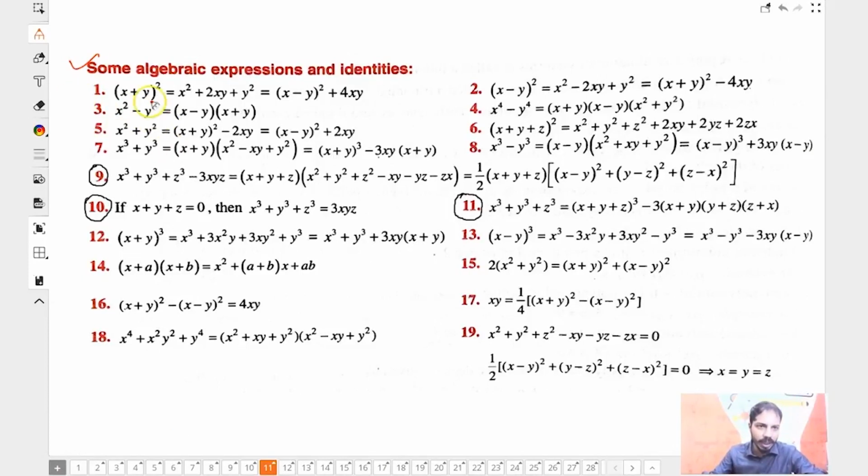So, for example, the important ones: if you see this one, x cube plus y cube, you should know how you can expand this, right? Again, x cube plus y cube plus z cube minus 3xyz can be written as (x plus y plus z) into (x square plus y square plus z square minus xy minus yz minus zx). So these are a few of the things which you should remember. If you remember these identities, you can easily solve these types of problems.